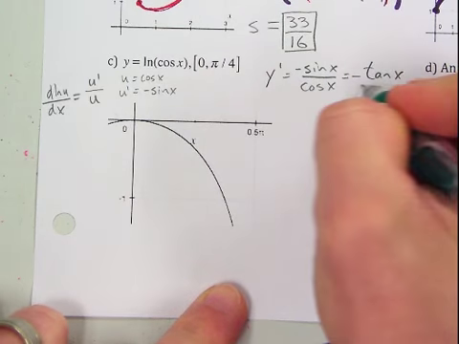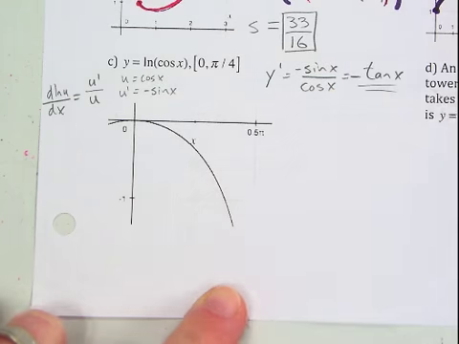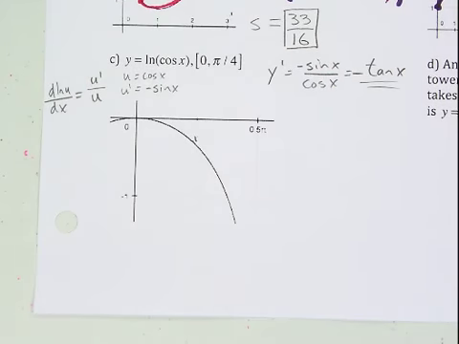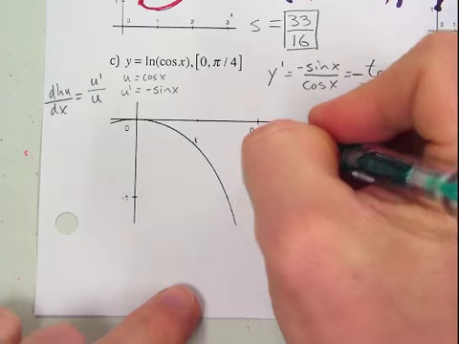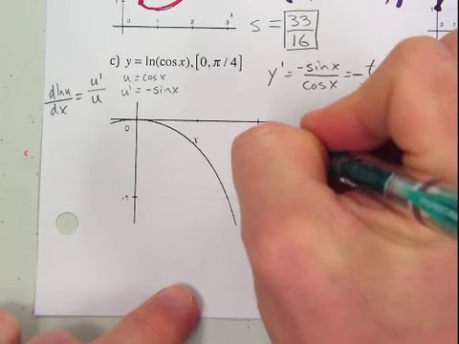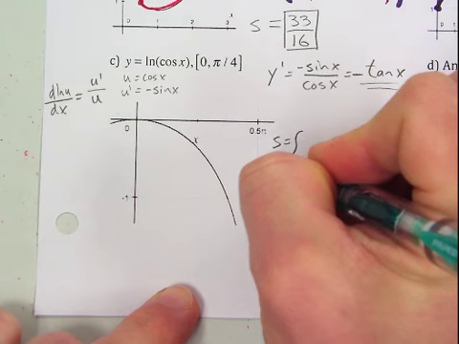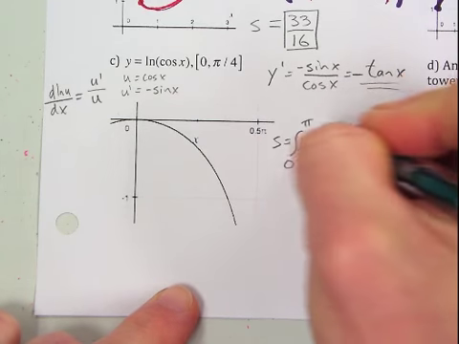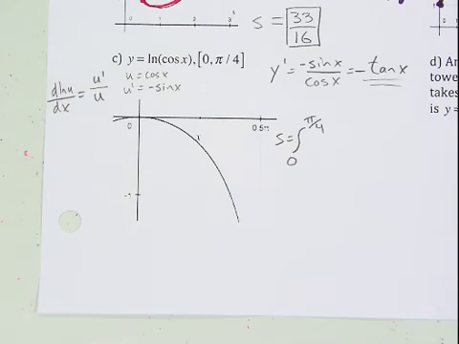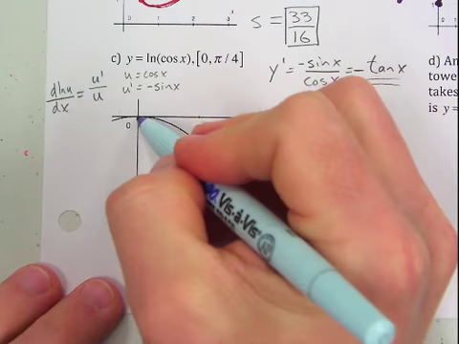All right, so this one will be a little easier to enter into your calculator. Just a little. Just a little bit. So we have 0 to pi over 4. Let's go ahead and draw where that is. So that's pi over 2. So pi over 4 is right here.